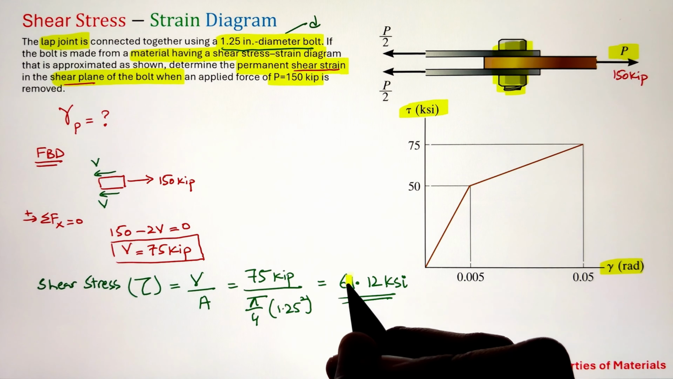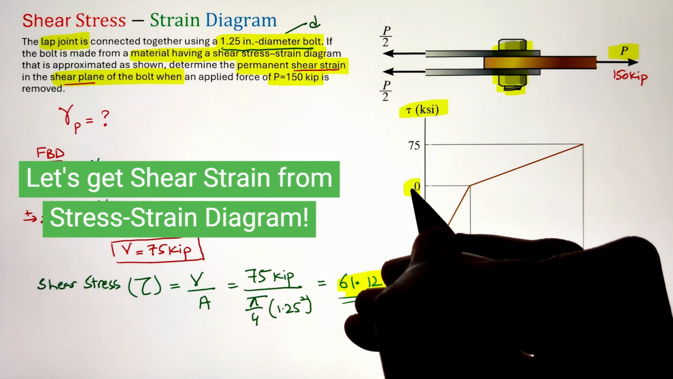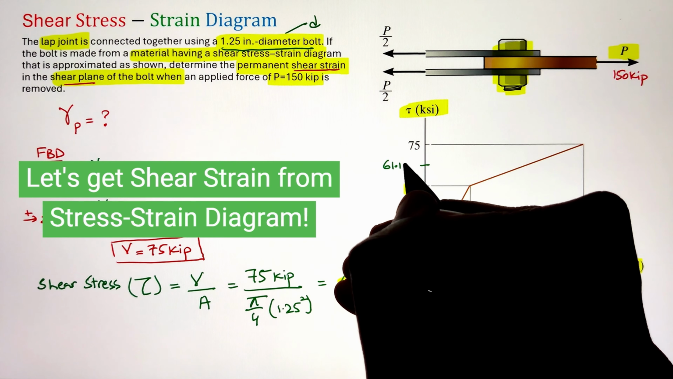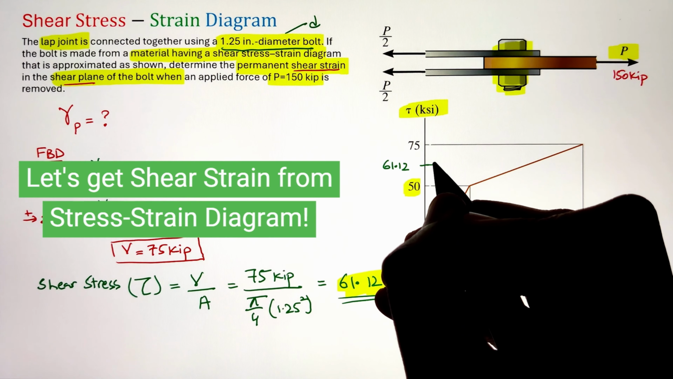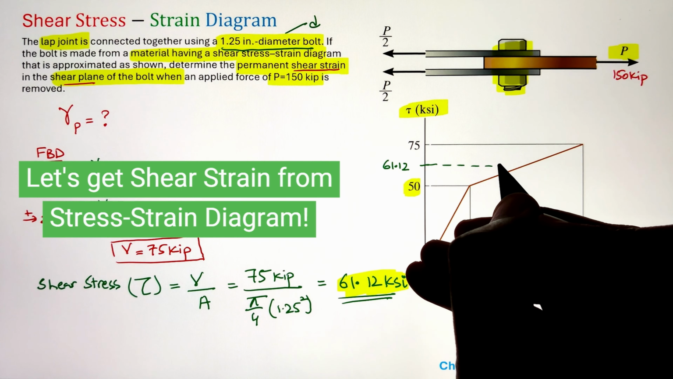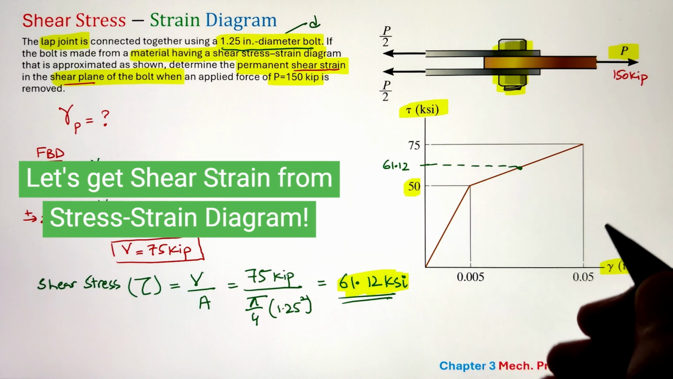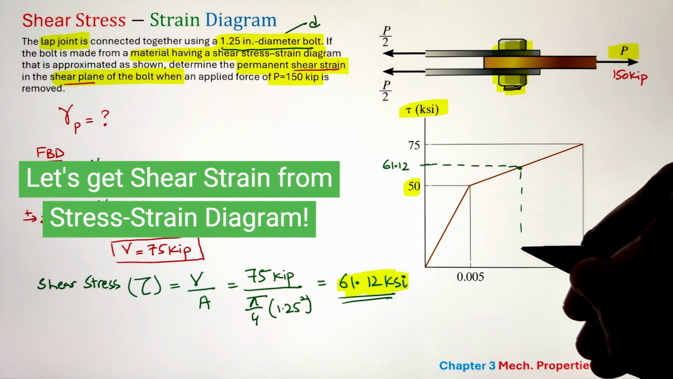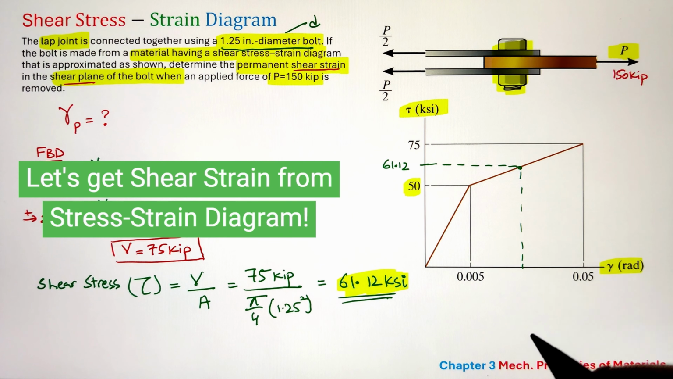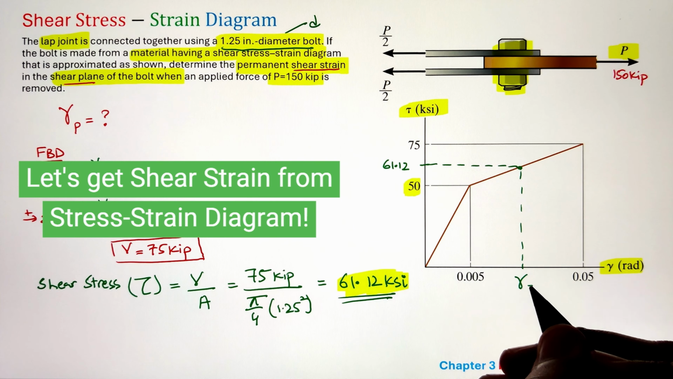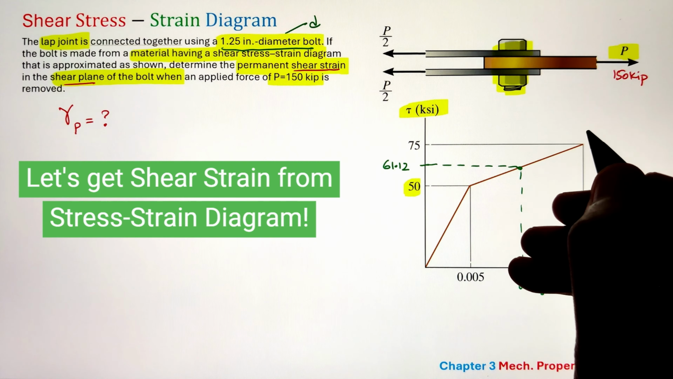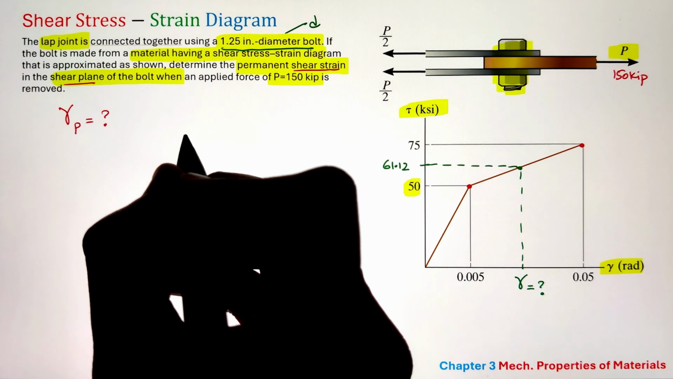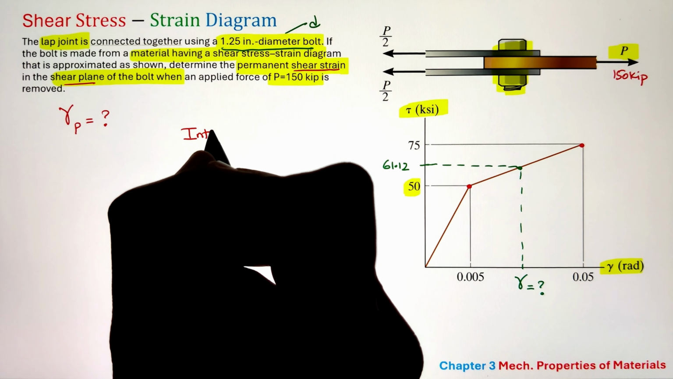Now, once we have the value of shear stress, let's go ahead and identify the shear strain from our stress strain diagram. So at the value of 61.12, here we have defined a variable gamma, that is the shear strain due to the application of 150 kilopound load on the lap joint. Now, to calculate this gamma, we can apply interpolation since we know the value of shear strain at 75 KSI shear stress, as well as the value of shear strain at 50 KSI of stress.